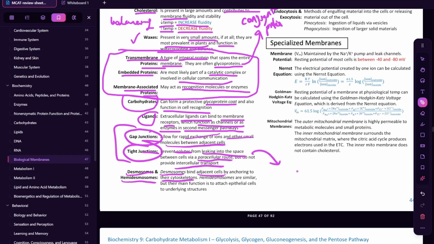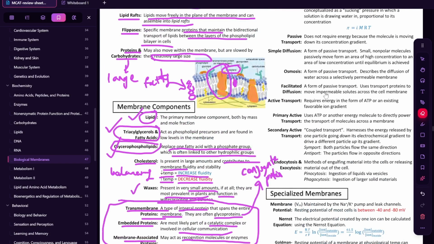So these can help with the structure and helping maintain the structure. And hemidesmosomes are very similar, but their main function is to attach epithelial cells to underlying structure. So these are really important for structural reasons. And also tight junctions are important for structural reasons. Gap junctions are more for communication reasons between cell to cell.